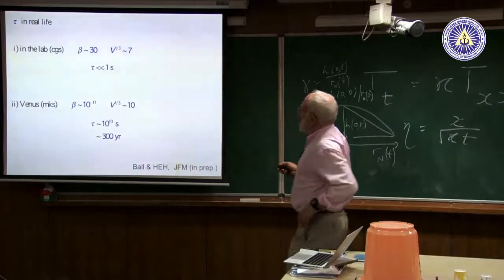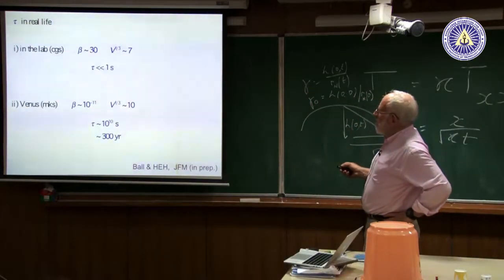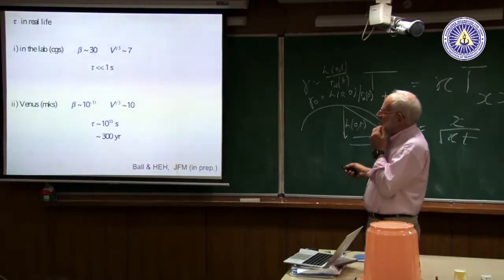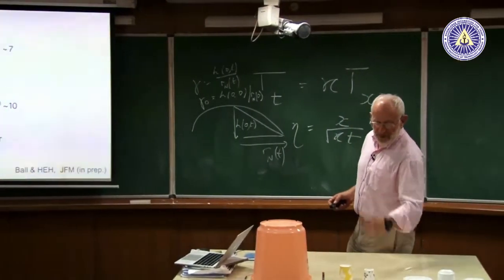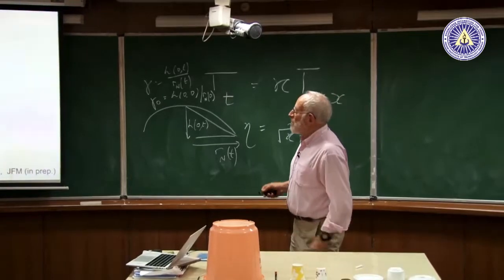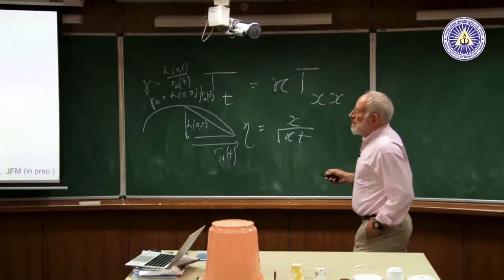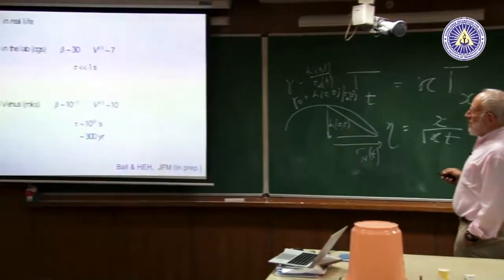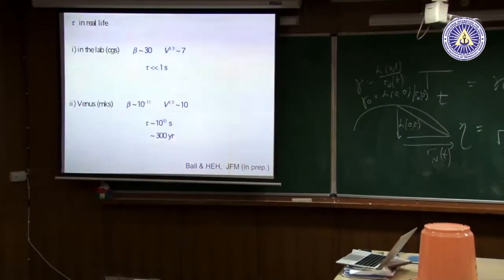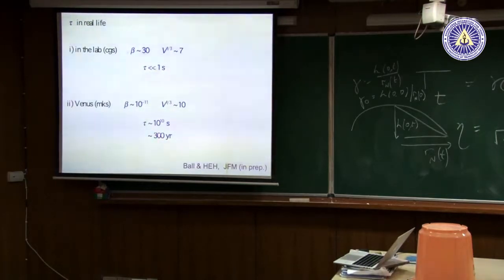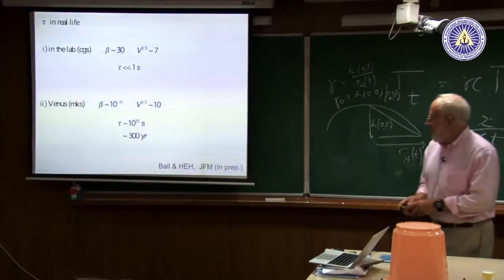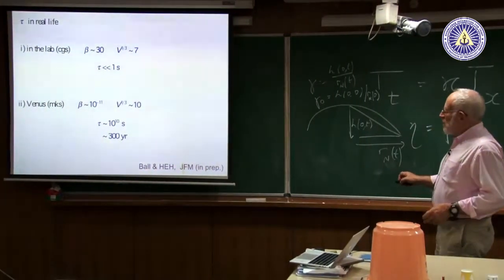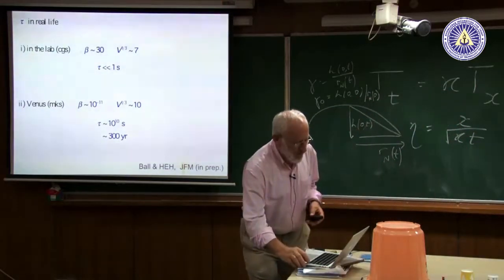Okay, now what about in real life? Well, in real life, beta is 30, v to the third is 7. The time scale is very much less than a second, and it took, as you saw here, quite a few seconds in the experiment to set the system up. The first measurement was after 10 seconds, so it was already really quite accurate, as you saw on the graph. On Venus, it's something like 300 years to reach the similarity solution, and on Mars it's something like 3,000 years. And this is a paper which I hope will be finished with Thomasina Ball, my summer student.